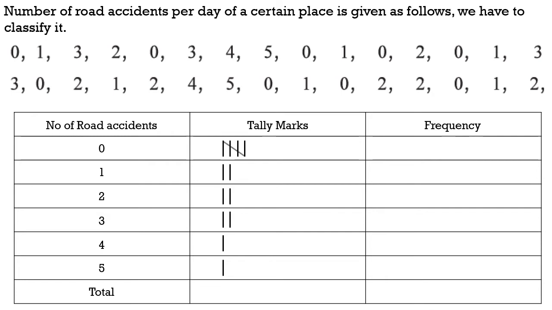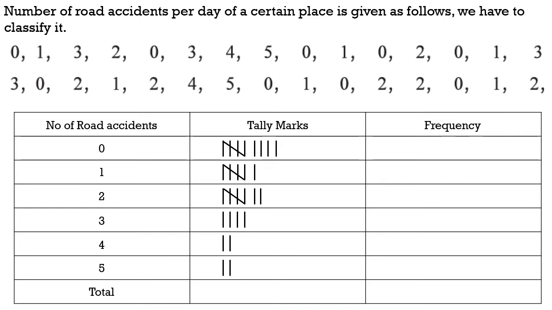0. 2. 0. So you must remember that when there are 5 tally marks, we have to put one crossbar to make it a group of 5. Then 1, then 3, then again 3, then 0, then 2, 1, 2, 4. First time, second time 4, 5, 0, 1. That was a crossbar. Then 0, then 2 times 2, so crossbar and again a single bar, then 0, then 1, and then 2. So these are all the tally marks which we have done right now.